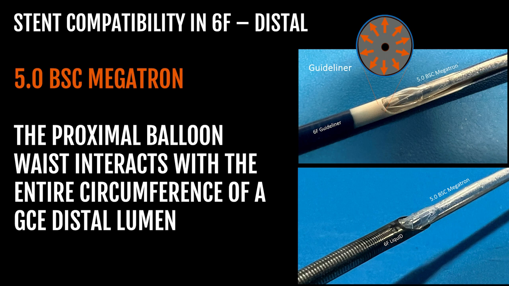When introducing the same 5.0 Megatron stent through the collar of a 6 French guide liner, resistance is soon felt as the stent passes up the distal shaft. In Seigla's experience, this is because of the smaller ID of the distal shaft, and in simple terms, it doesn't fit.